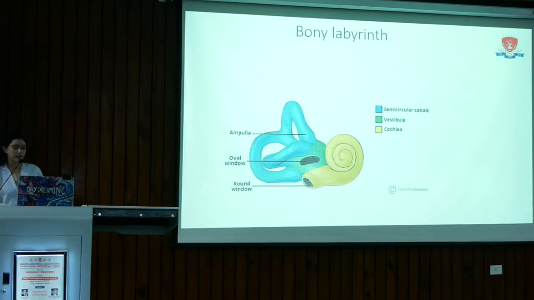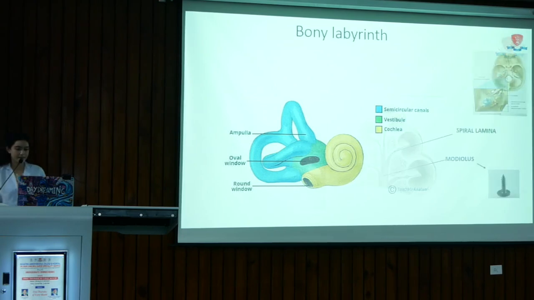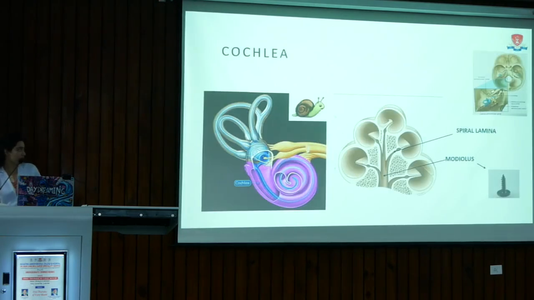The bony labyrinth is an intercommunicating system of bony cavities. It is filled with a fluid called the perilymph and consists of the following parts: the cochlea, the vestibule, and the three semicircular canals. The cochlea. The cochlea is a bony canal which roughly resembles the shell of a snail.